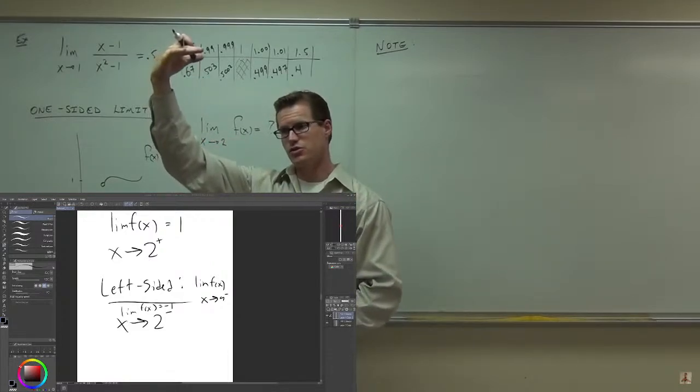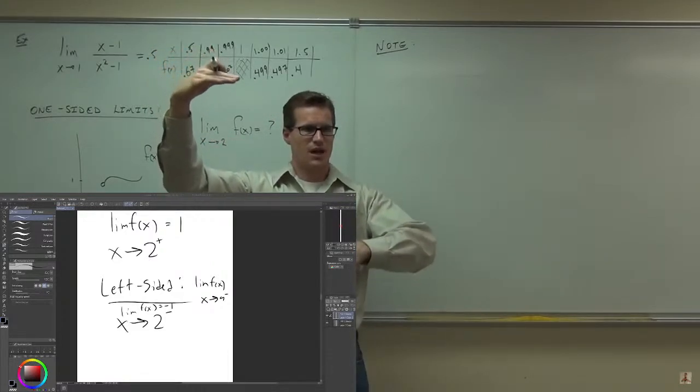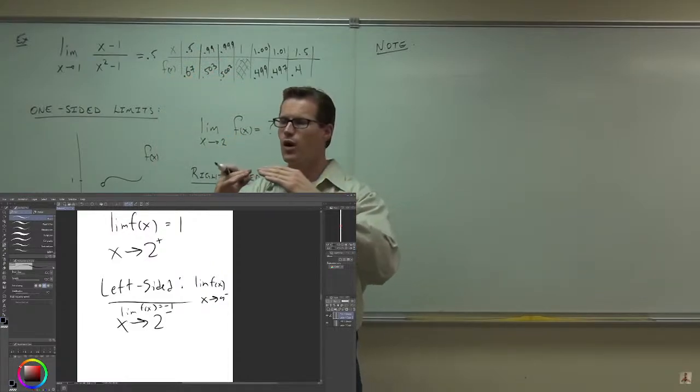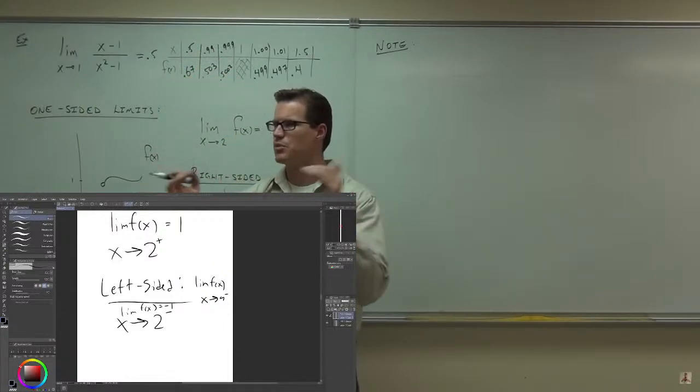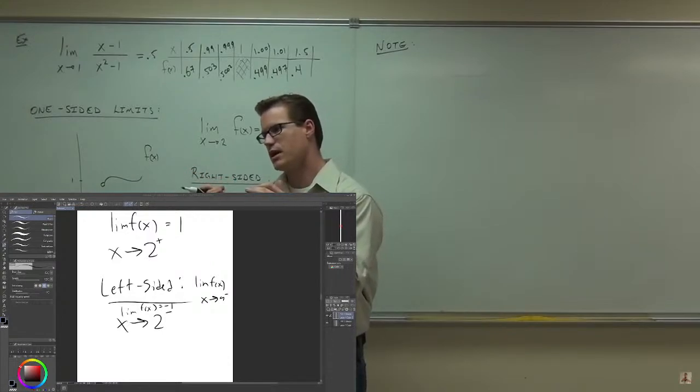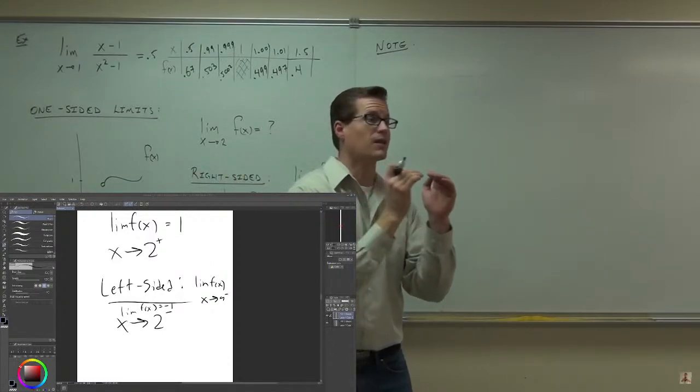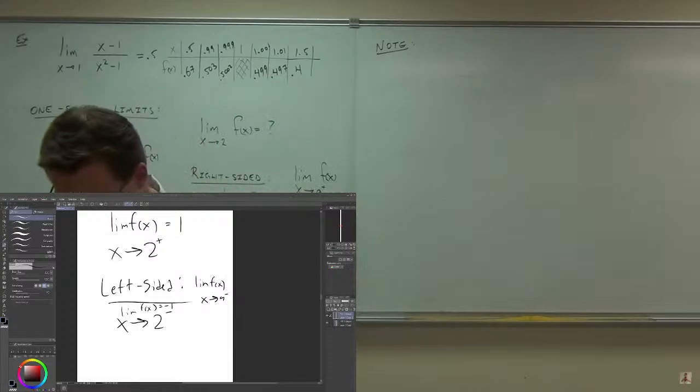You can be one-sided, sure. But if it's not the same spot, then overall the limit means from both sides. The general limit means from both sides. So if it's not going to the same thing, that limit doesn't exist. So let me write that out for you, and I'll explain it.